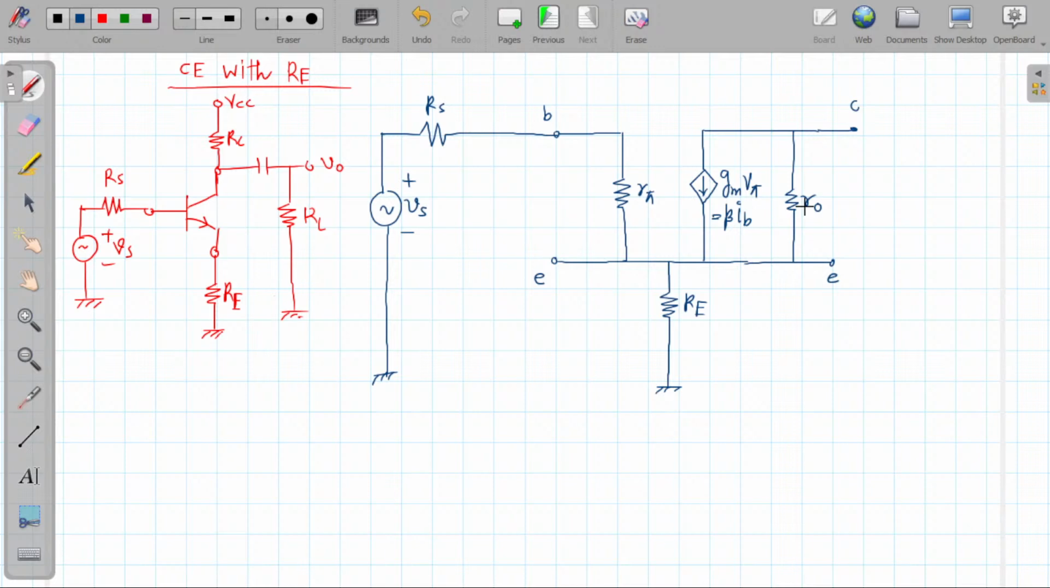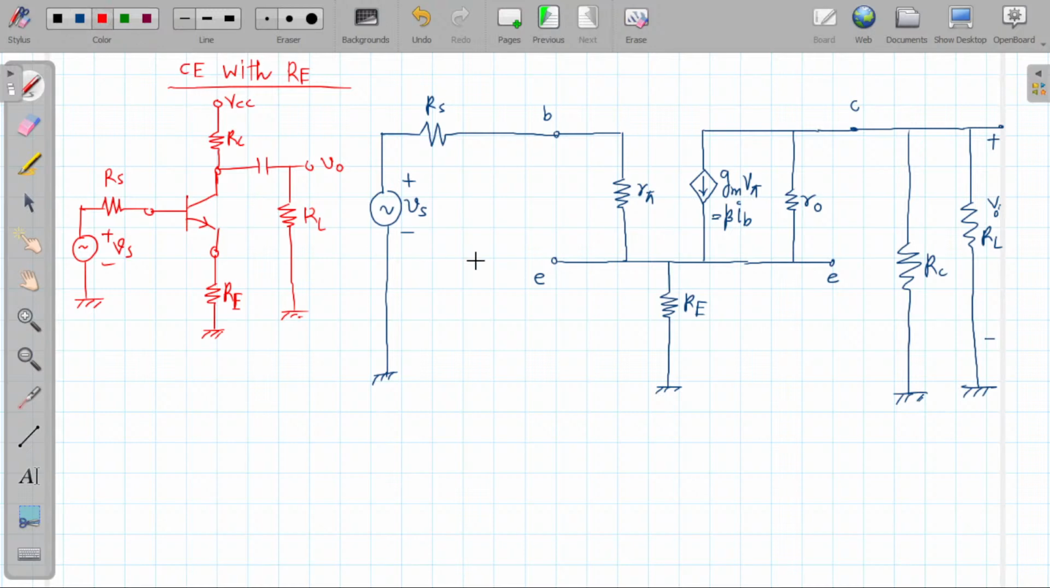Similarly, if I want to calculate RL here, in the collector there will be RC, and it will be grounded at the other end. So there is RC, and here there is RL. This is the output voltage V0. So hopefully you can find the RE model for any type of circuit.